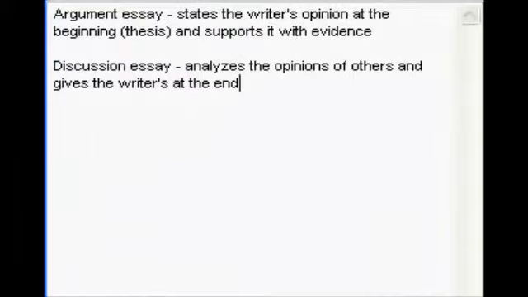In the argument essay, you're giving your opinion right at the beginning. You're saying, this is what I believe, and then the whole essay, you're saying why you believe this. In a discussion essay, you're looking at the opinions of other people. So basically, you're saying, I'm looking at this person's opinion, I'm looking at this person's opinion, and at the end, you say which one you feel is stronger, and which one you would agree with. So in a way, you're not giving your opinion at all until the end of the essay.